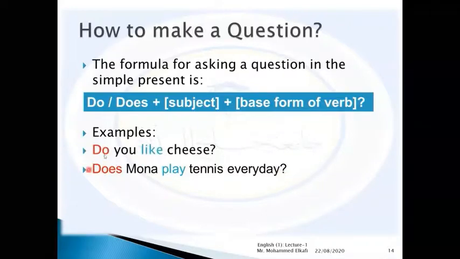In case we use do, that means the subject is I, you, we, they. So here, do you like cheese? Do you like cheese? This is the form.